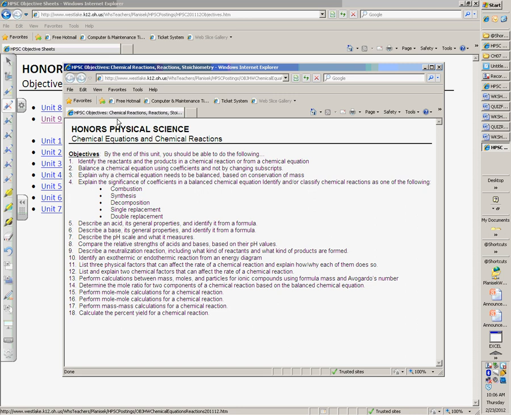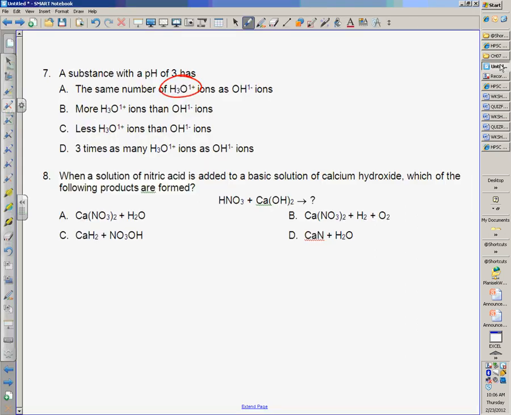Awesome. On that same quiz, I did want to talk about number 8 a little bit because it is a problem that a lot of people have. Number 8 is asking you about a neutralization reaction. Caroline, do you have your objective sheet out still? It's number 9 about neutralization reactions. Neutralization reactions are reactions between acids and bases, but they're just double replacement reactions.